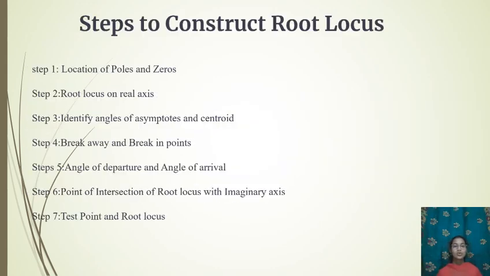Steps to construct root locus. First step is location of poles and zeros, and second step is root locus on real axis. Third step is identify angles of asymptote and centroid. Fourth step is breakaway and breaking points. Fifth step is angle of departure and angle of arrivals. And the sixth step is point of intersection of root locus with imaginary axis. And the seventh step is test point and root locus.